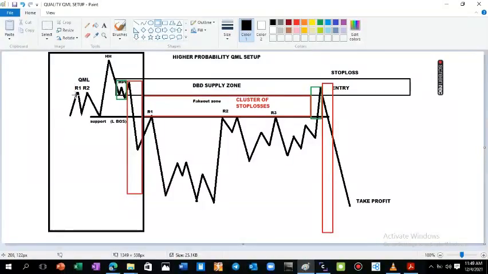So if you find a setup with double resistance, it has more chances of winning than the one with a single resistance right here. Because at this level here, the retail traders thought of selling on the third touch, and the market actually took them out. So that adds more liquidity to the market. The one with a dual resistance therefore makes that particular trade a higher probability trade.